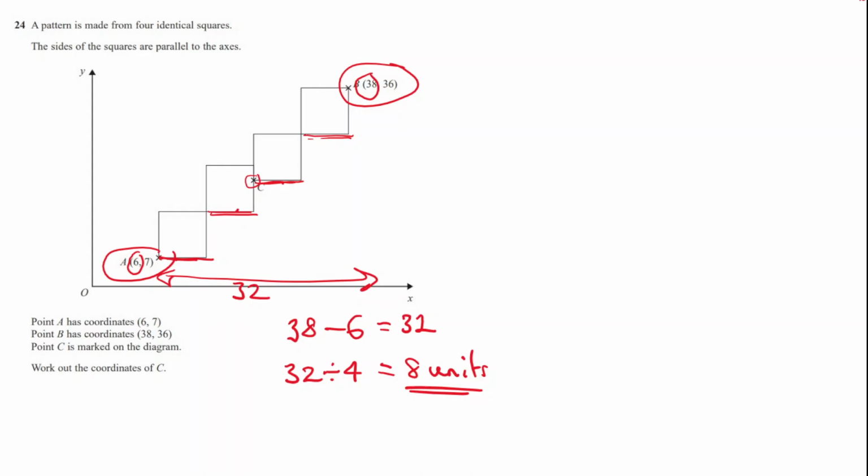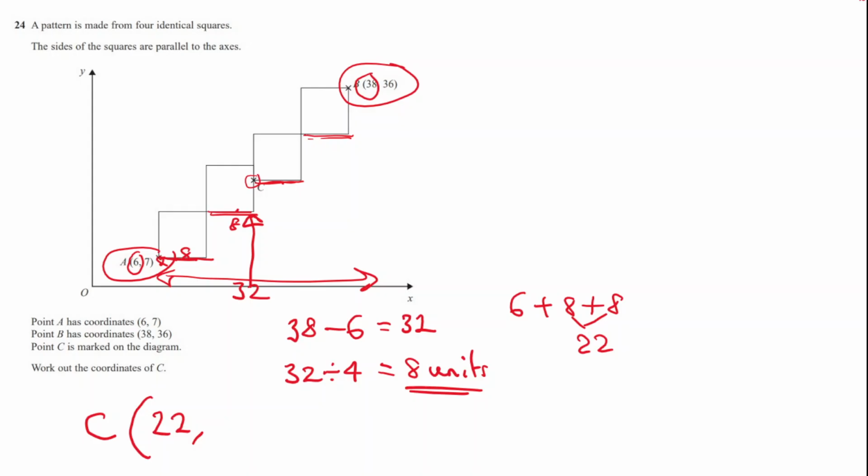So therefore we can work out the x coordinate of C. C will have an x coordinate which is 6, the starting x, plus 8 plus another 8, and that will put us in line with the point C. So 6 plus 8 plus 8, or double 8 is 16, plus 6 is 22. So the x coordinate of C is 22. Okay, so you've got some marks.